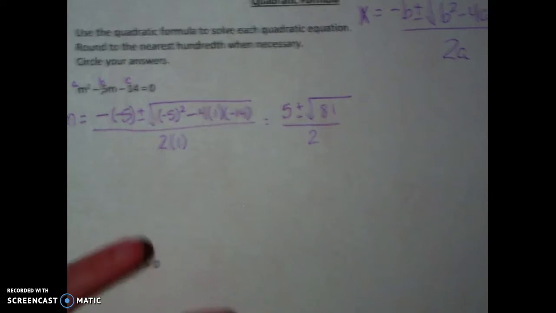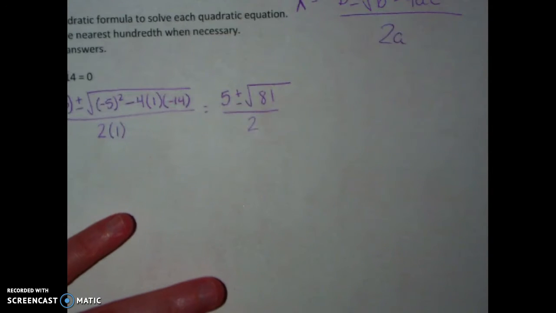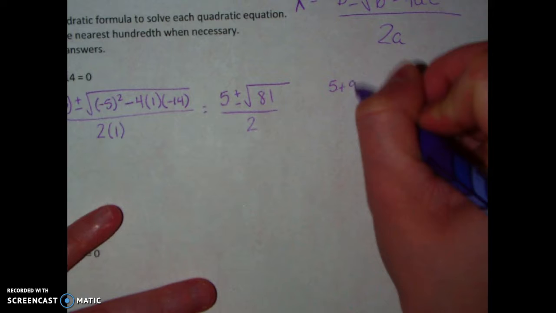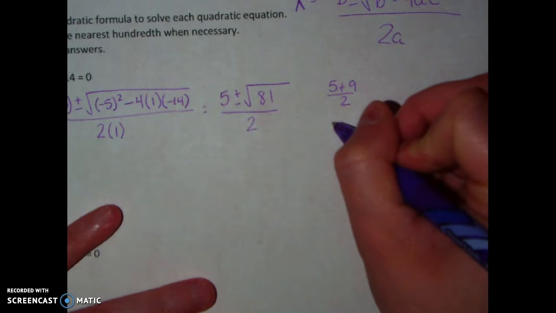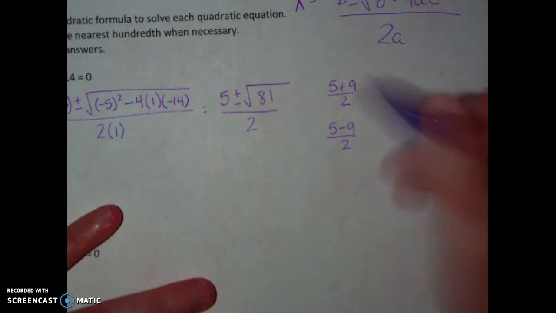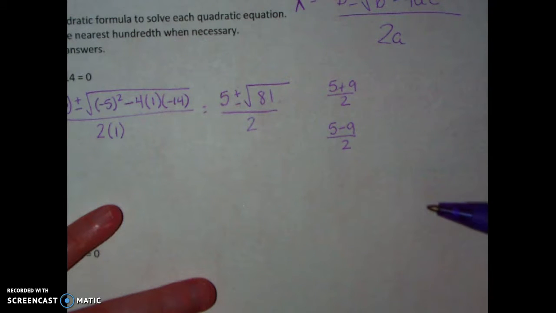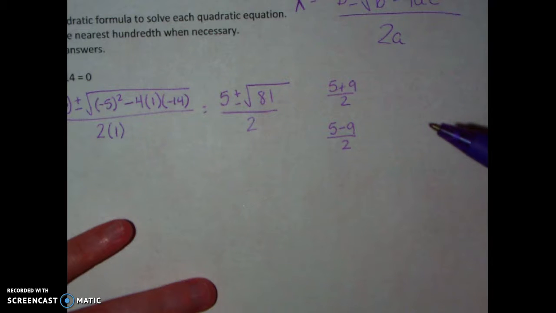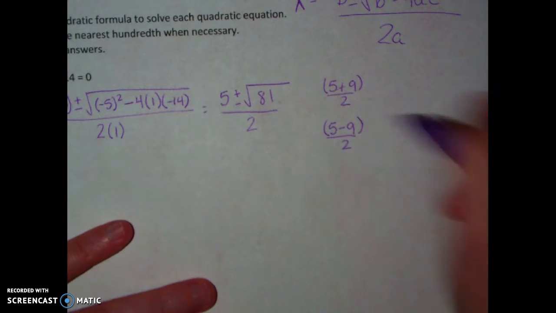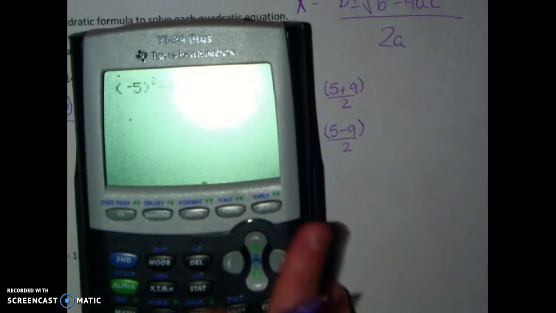Hopefully you know the square root of 81 is 9. So now you're going to have two problems. You're going to have 5 plus 9 divided by 2 and 5 minus 9 divided by 2. I get the 9 from taking the square root of the 81. If you're typing this into your calculator in one step, the top needs to be inside parentheses. That's the numerator.